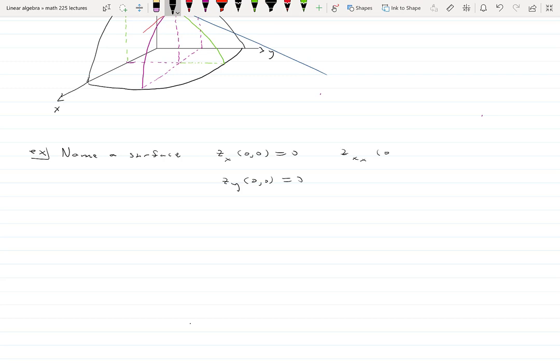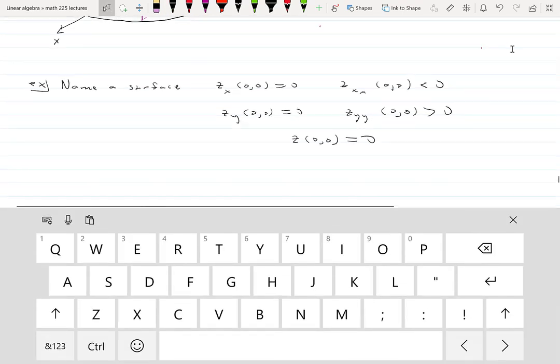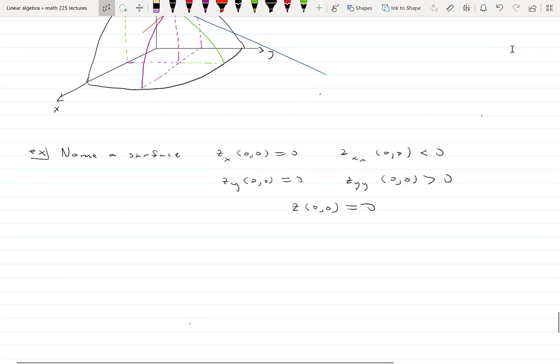z_xx at the origin is less than 0, and z_yy at the origin is greater than 0. And you can even have one more thing: z(0,0) equals 0. So it goes through the origin in 3-space.